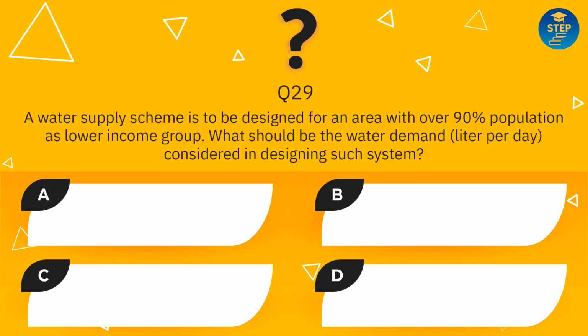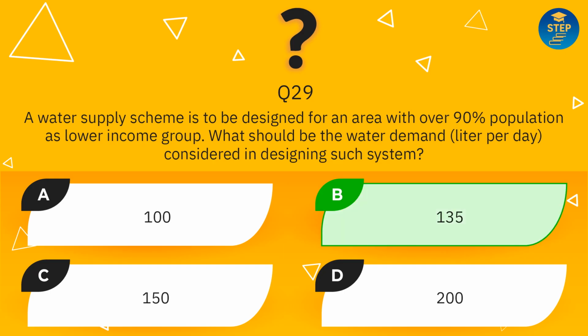A water supply scheme is to be designed for an area with over 90% population as lower income group. What should be the water demand in liters per day considered in designing such a system? 100, 135, 150, 200. Answer is 135.